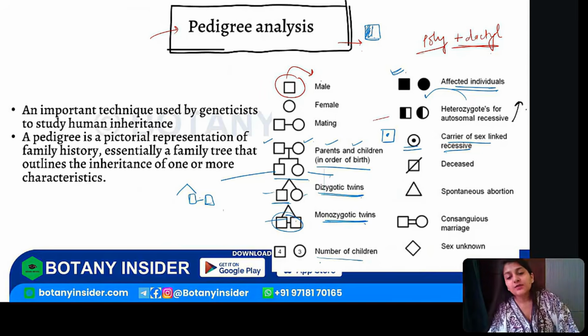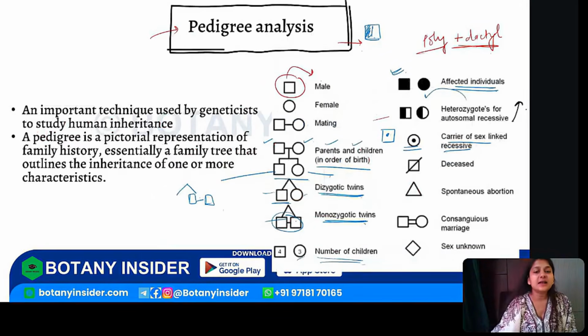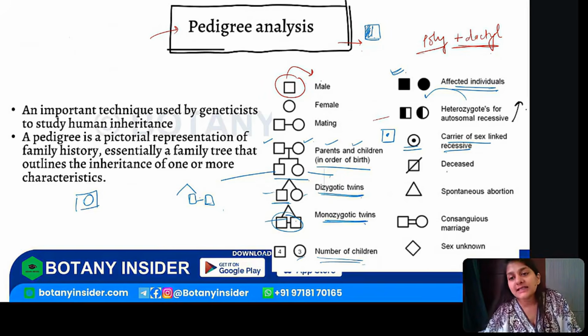Then number of children. If there are more than 3 or 4, it will be crowded to showcase here. So in that scenario, a box with a central number is written down, so that the number of individuals can be represented, that is, how many sons or how many daughters there are. Then deceased: if the individual has died, it is a box with a single cross.